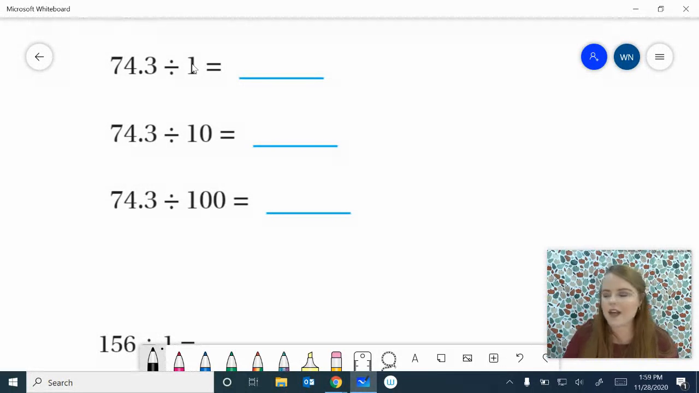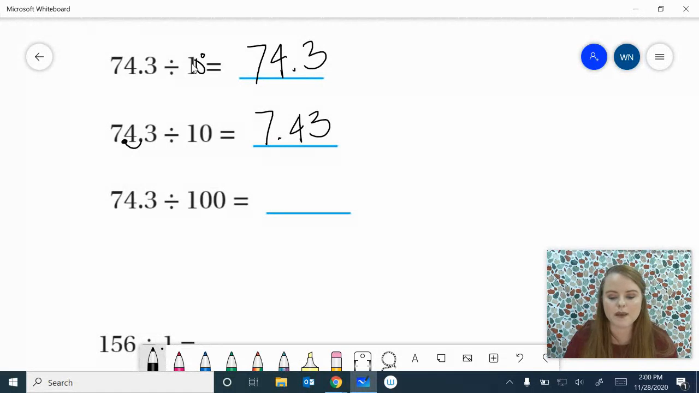Remember, divided by 1, times 1, always the same. Your number stays the same. So I'm going to have 74 and 3/10. Remember that 1 there is the same as saying 10 to the 0 power. How about 74 and 3/10 divided by 10? If we're dividing by 10, we're getting 10 times smaller. So we're going to move that decimal point 1 to the left because the left means smaller. And we're going to get 7 and 43 hundredths here.